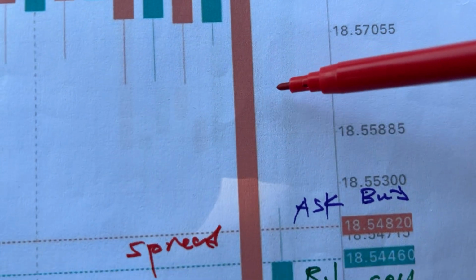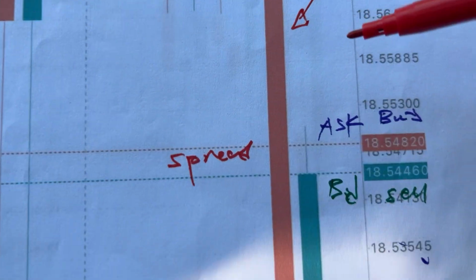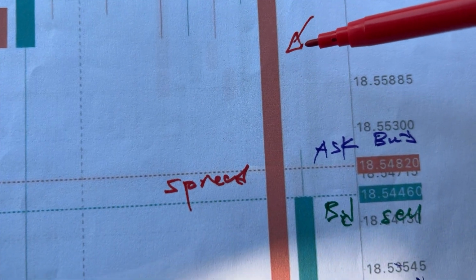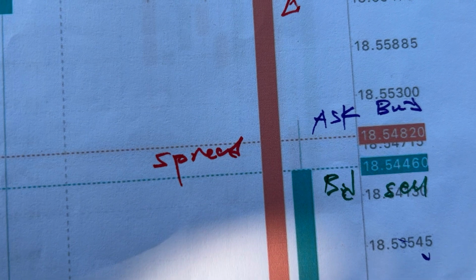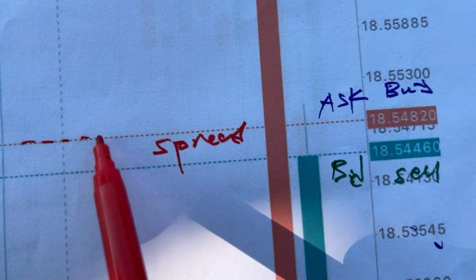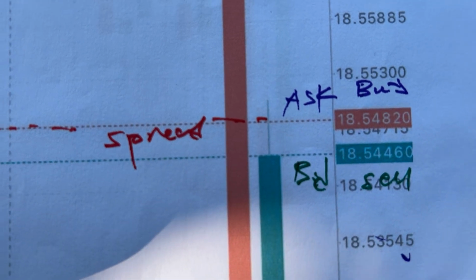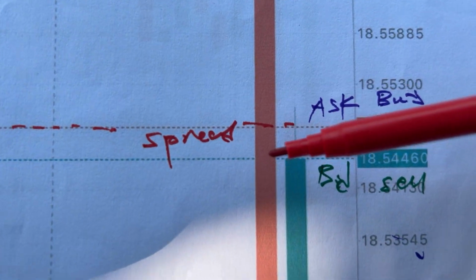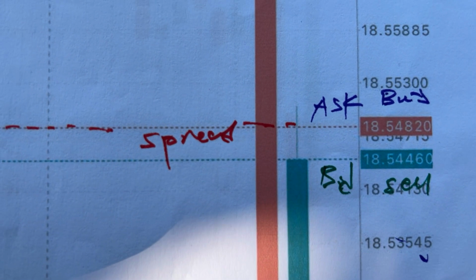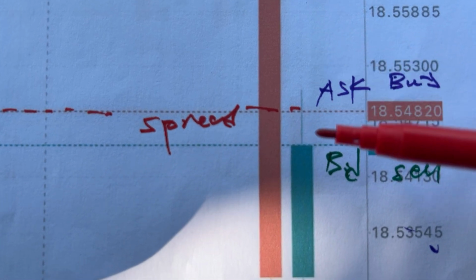Now, this candlestick, which is painted in red, you see it's going down. This candlestick painted in red is a candlestick for sell. The reason why it's painted in red is because of this dotted line of an ask. This line is coloring the candlestick red, meaning that we are going down.